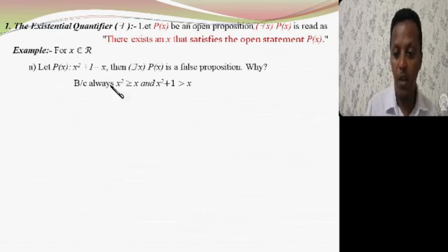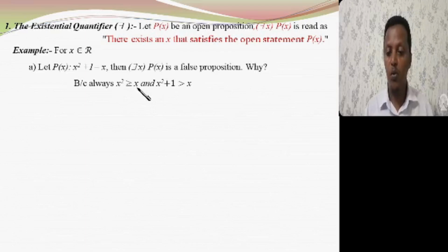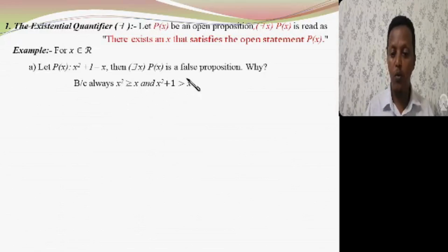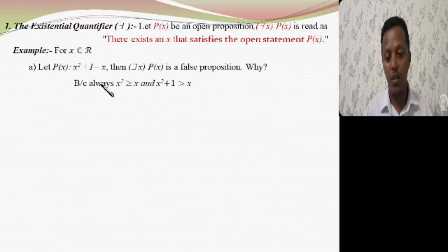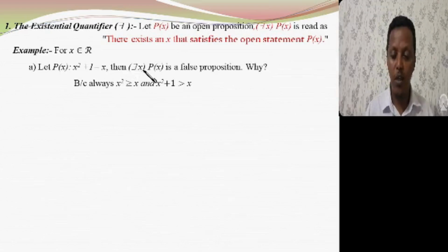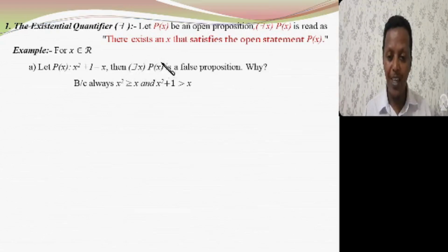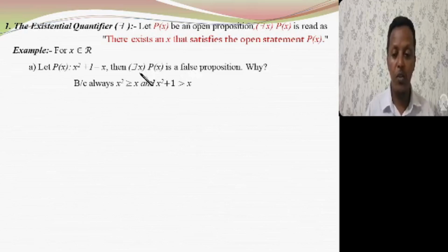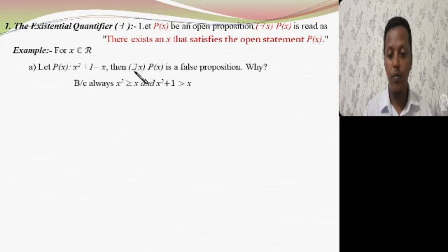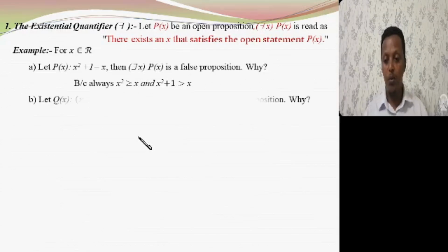As a reason, you can take that always x squared is greater than or equal to x for all real numbers. So when you add 1, x squared plus 1, for sure it will be greater than x. It cannot be equal to x. Because of that, the statement there exists x, P of x is a false statement. Because it says there is at least one real number where the square plus 1 is equal to x, which is false. We don't have such a real number. So this is a false proposition.